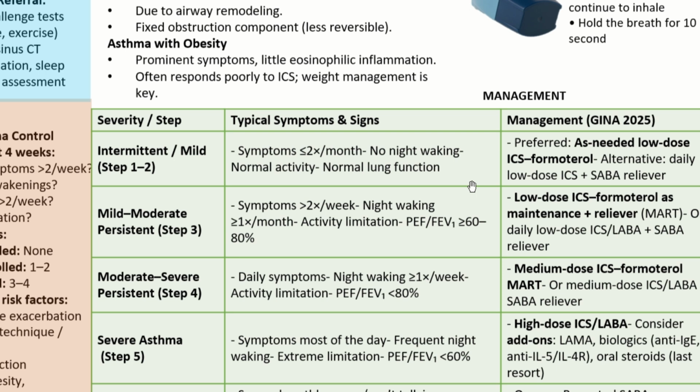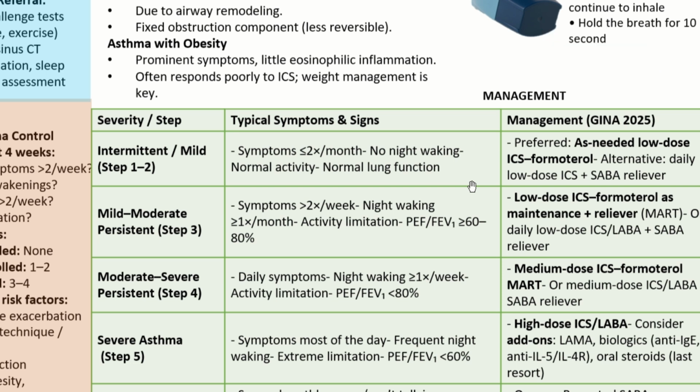Then we go to mild to moderate symptoms, and this one is having someone having more than 2 symptoms per week, with night waking greater than one time a month, and they have some activity limitation. So what we're going to do, we're going to go to step 3.